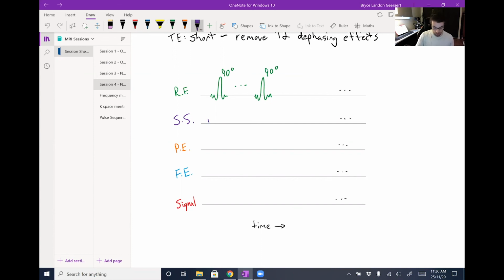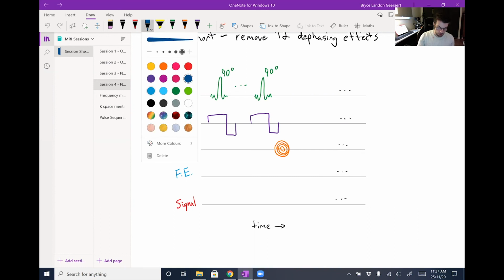In both cases, we need to have our typical slice selection gradient. And then after we've done the second 90-degree pulse, we want to acquire data as quickly as possible, right? So soon after that second 90-degree pulse, we're going to start phase encoding our data and frequency encoding it. Let's see, I'll turn this to a dark blue rather than a lighter blue.